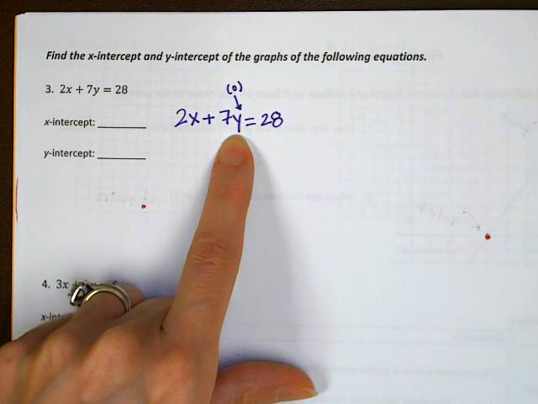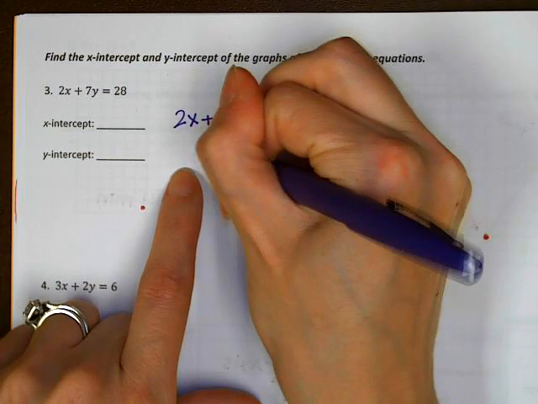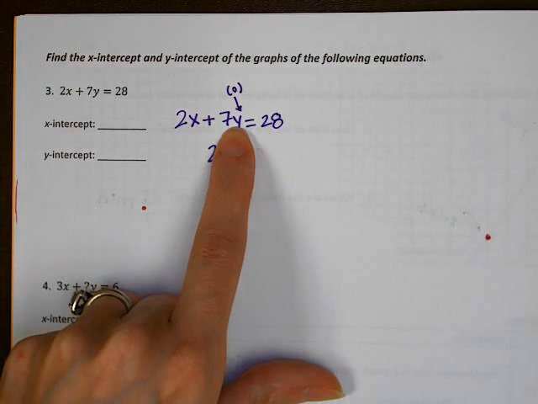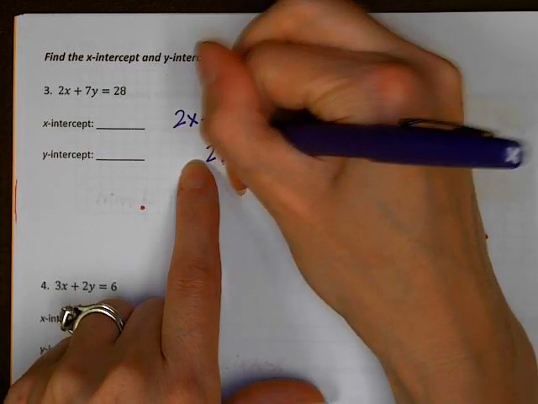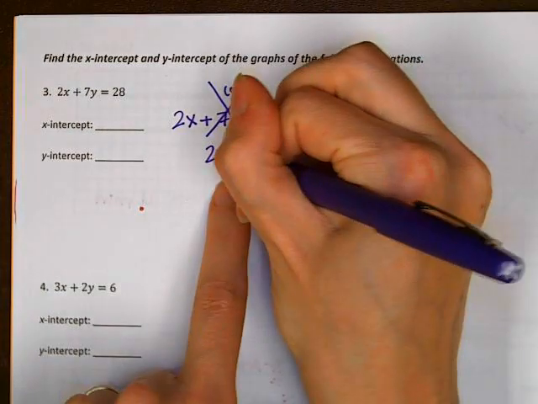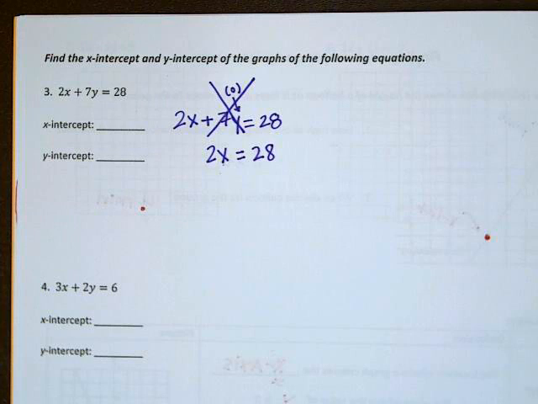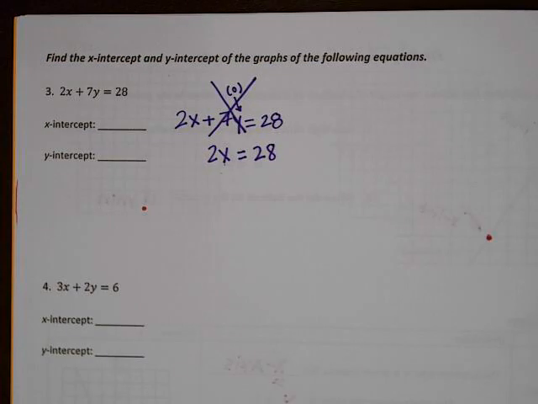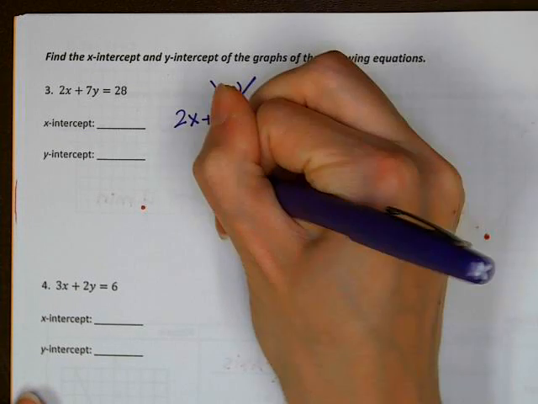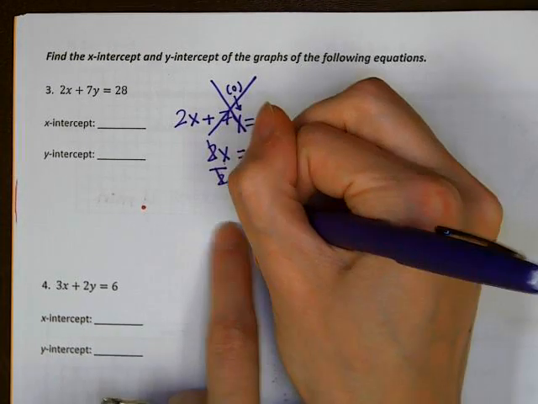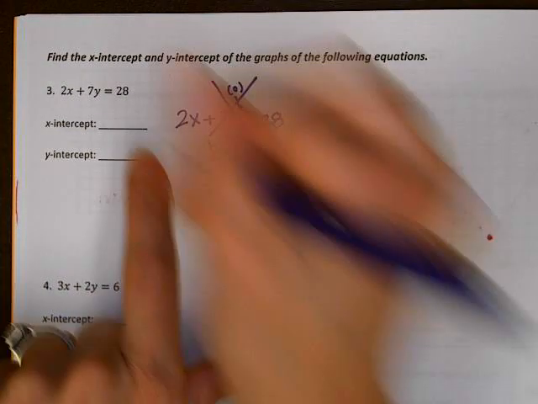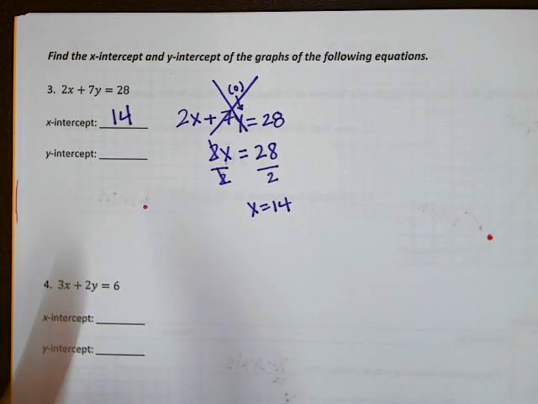let's rewrite what we have. We now have 2x, but what's 7 times 0? Isn't that just 0? So it kind of just eliminates this whole thing. So now we just have 2x equals 28, and then can't we just solve for x? Divide by 2, divide by 2, and 28 divided by 2 is 14. Okay, so the x-intercept ends up being at 14.